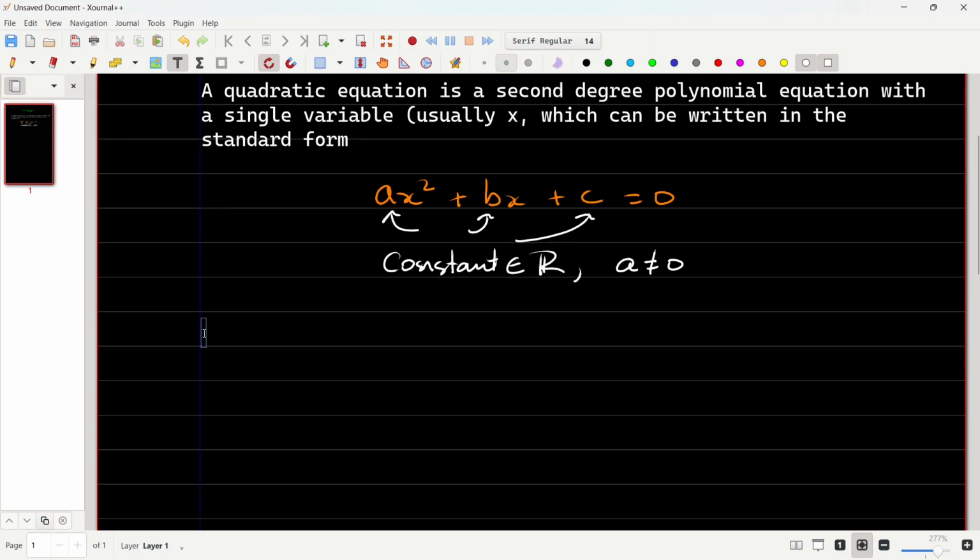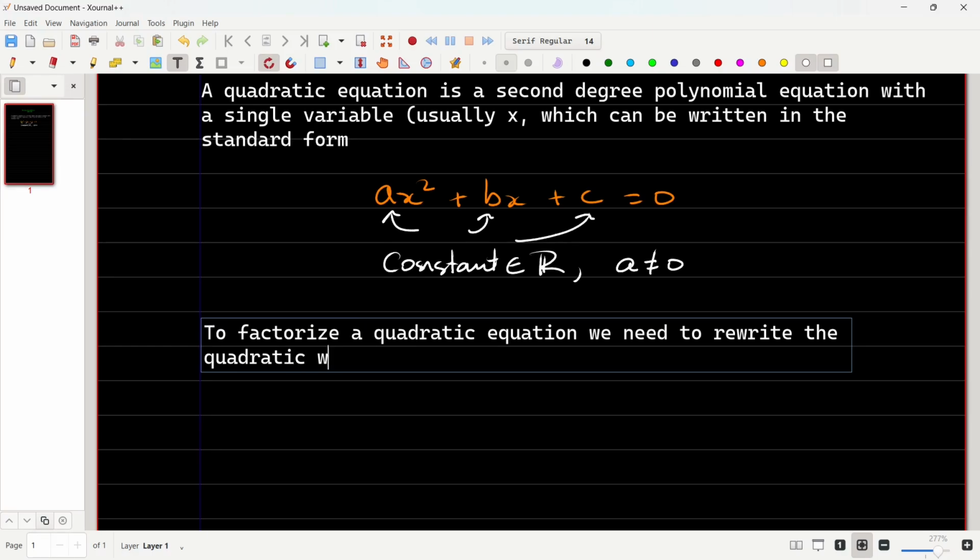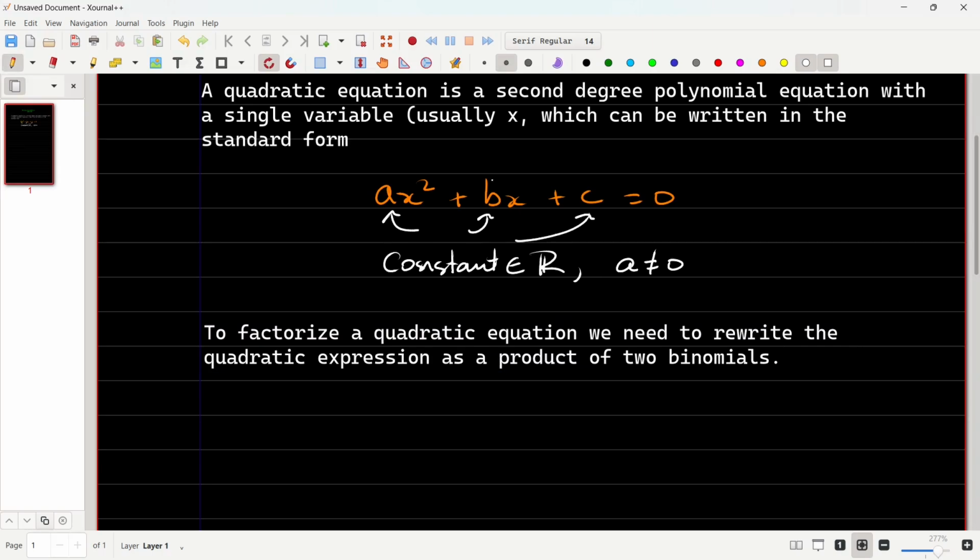Anyway, let me go ahead and put down the steps for factorizing this. So we can say that to factorize a quadratic equation, we need to rewrite the quadratic expression as a product of two binomials. All right, so what we're going to do is rewrite this part that I'm going to circle here in yellow. We're going to rewrite this part of the quadratic as a product of two binomials, and that will be the factorized form of the quadratic equation.